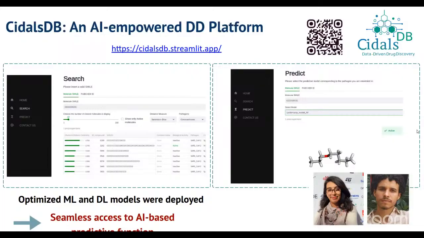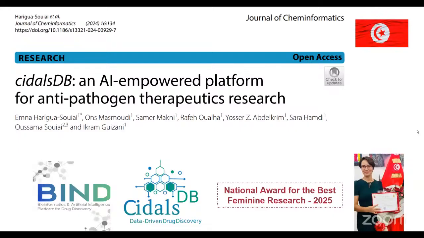Next slide, please. So basically, CDOS-DB is a platform that helps seamless access to AI-based predictive models for drug discovery. For now, it contains leishmaniasis and coronaviruses, but we are working into including up to 4 additional pathogens into the platform. This work has been published in 2024 and has been awarded the National Award for the Best Feminine Research for the year 2025. And I would like to acknowledge all my colleagues with their names presented on this slide.